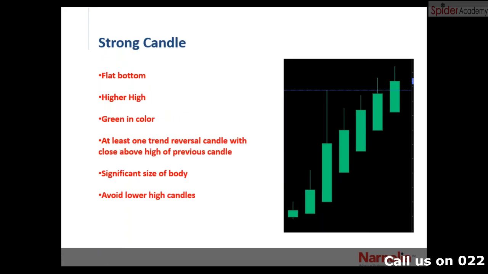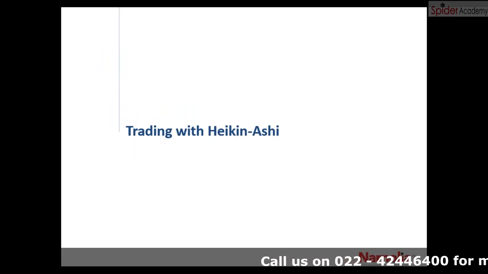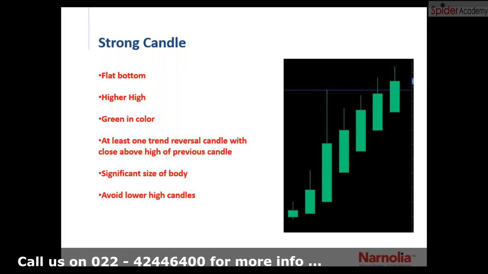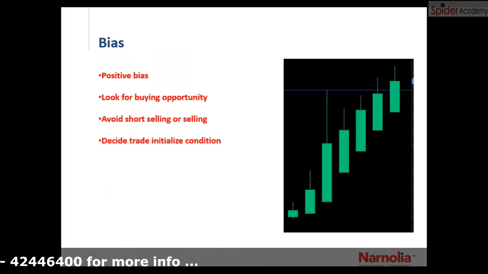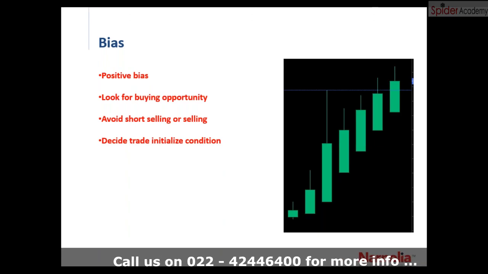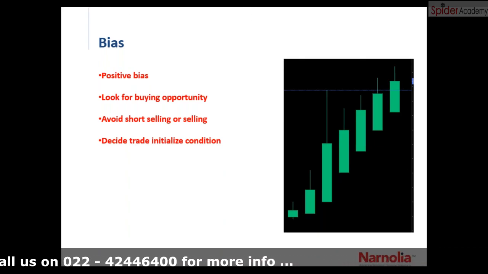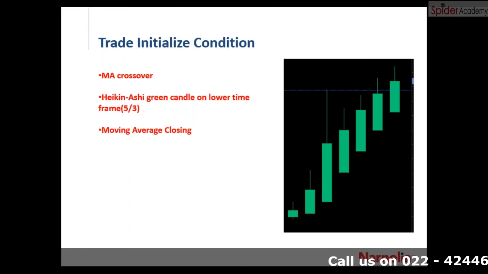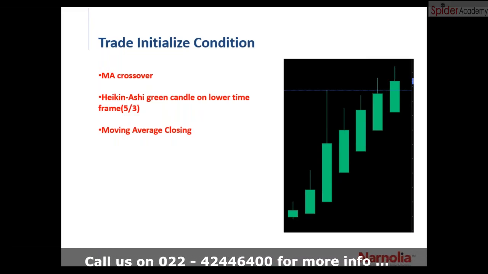So again, I'll just strongly repeat here. We are in a trading, Heikin-Ashi, we understood the strong candle. We understood the specific strong candle. We are trying to understand if there is a specific strong candle available, then what is the bias? The bias is positive. It is a buying opportunity. Avoid short selling and take a decision depending on your trade initialized condition. So what should be my trade initialized condition?